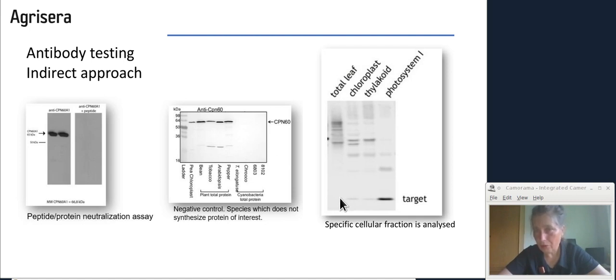We can also conduct fractionation. And if we observe the desired band of the desired molecular weight in the analyzed fraction, that can also be an indirect confirmation that the antibody is recognizing the right target protein.